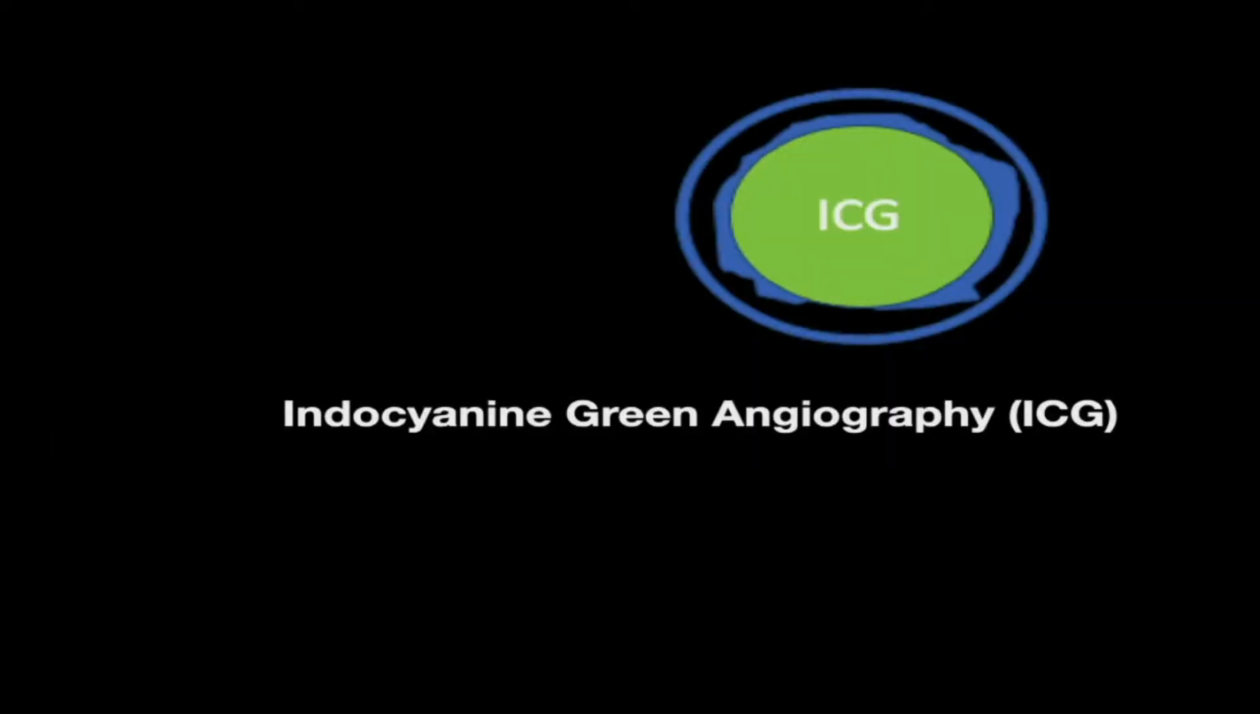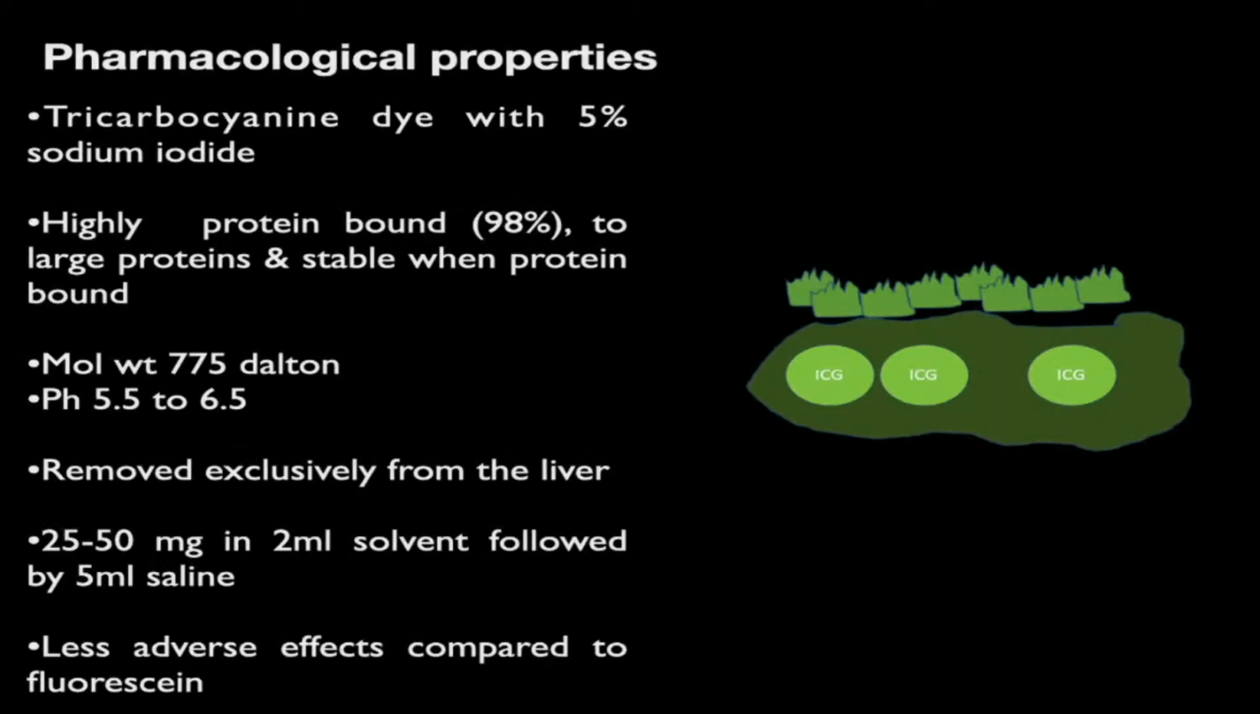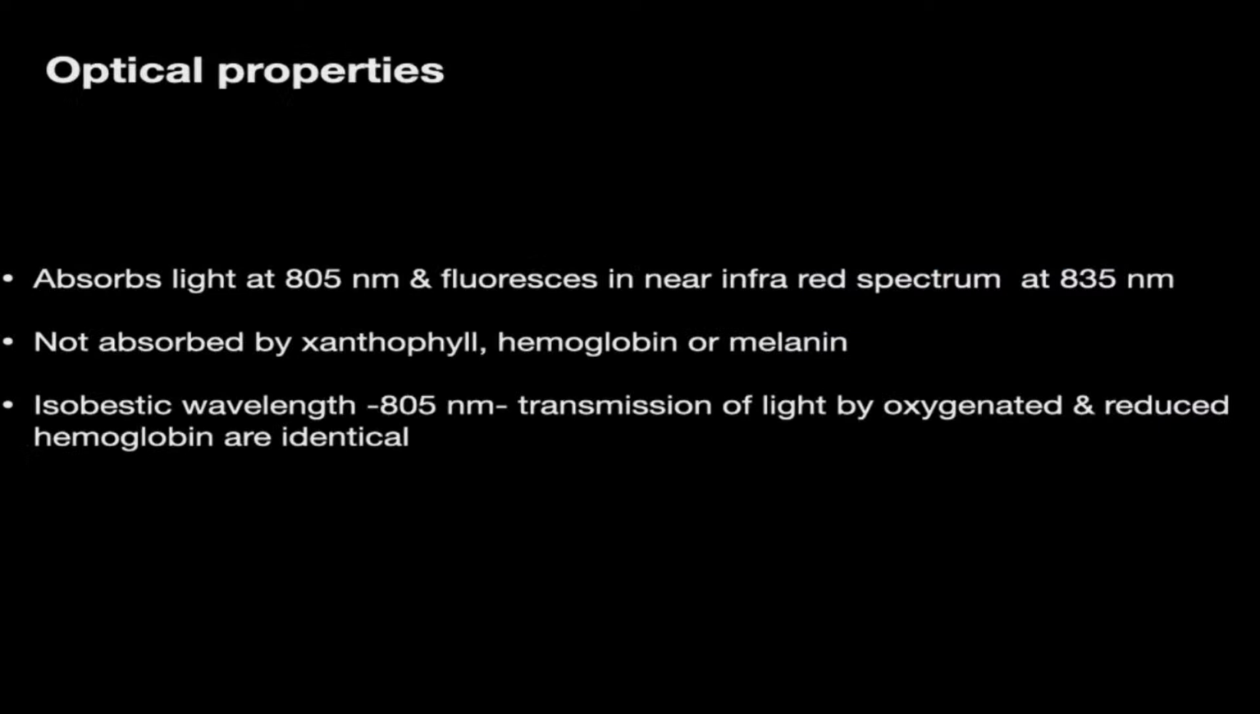So moving on to indocyanine green angiography as compared to sodium fluorescein angiography, over here you are essentially looking at the choroid. The dye over here is tricarbocyanine dye, which is highly protein bound as compared to sodium fluorescein. The molecular weight is more as compared to sodium fluorescein. Now this absorbs light at 805 nanometers and then fluoresces around 835 nanometers.